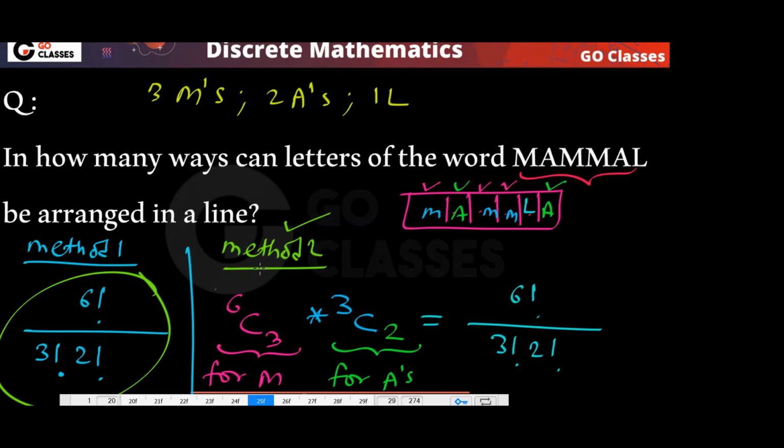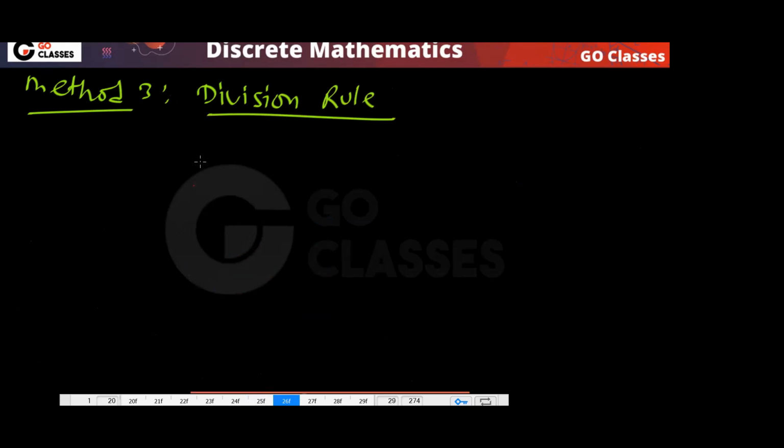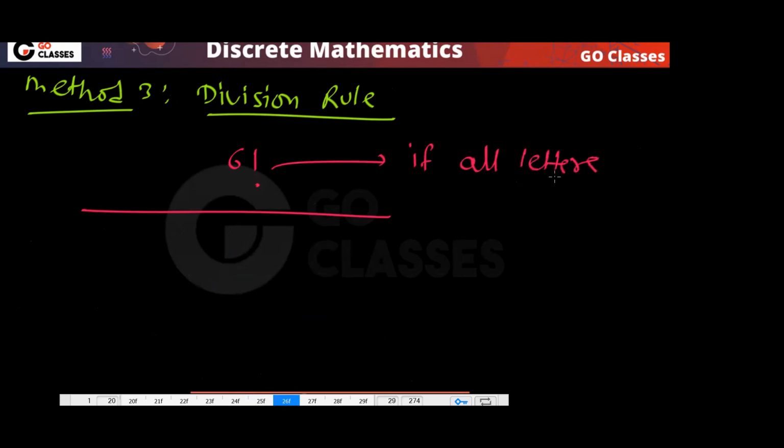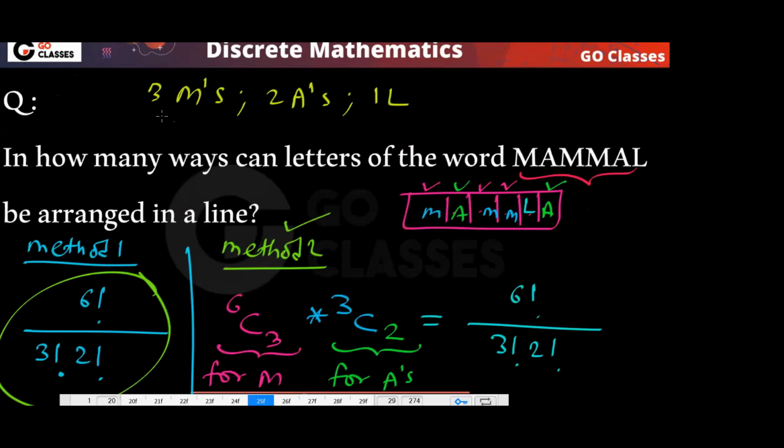So this is the idea. This is your method number 2. And you know method number 3, that is the division rule. You know, if all letters were distinct, our life would be easy. We would have 6 factorial. Life is good if all letters are distinct. If all of them are different, then the answer will be 6 factorial.